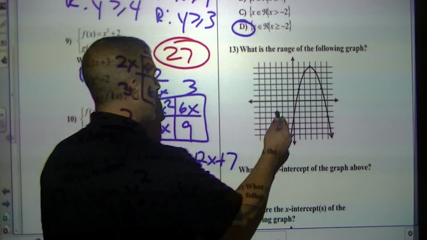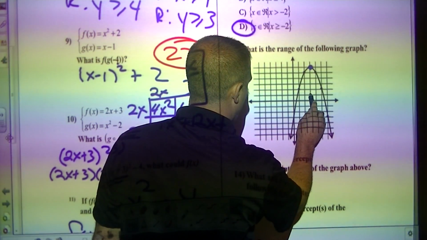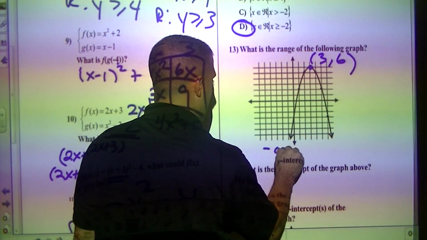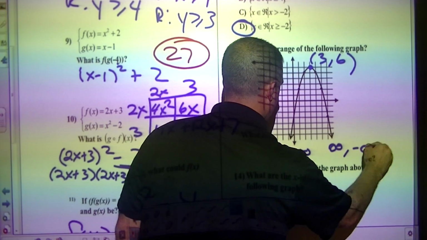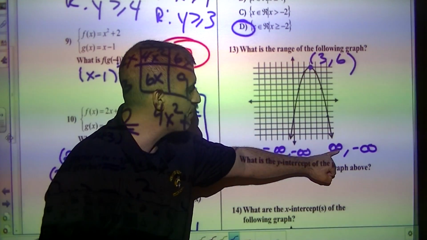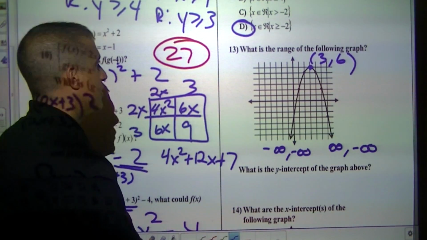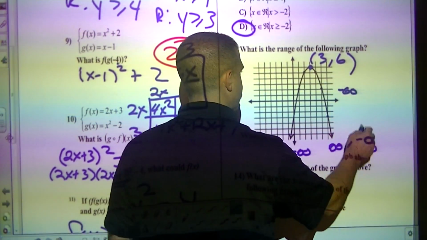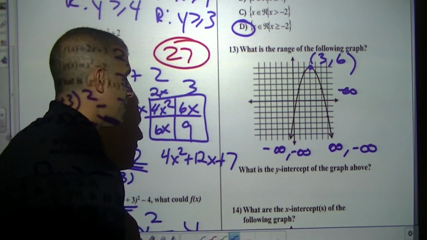The range. Okay? What's the range? All right, so once again, what's that anchor point? 1, 2, 3. 1, 2, 3, 4, 5, 6. So that's 3, 6. This would be negative infinity, negative infinity. This would be positive infinity, negative infinity. All right, right arrows are always positive infinity. Left arrows are negative infinity. They're both going down. So the smallest y value I see there is negative infinity. Yeah, the smallest y value I see is negative infinity.